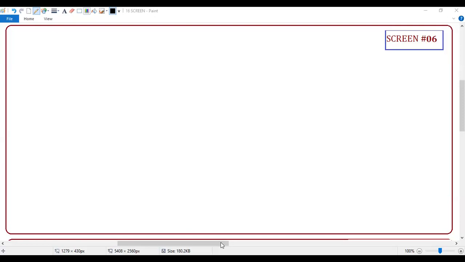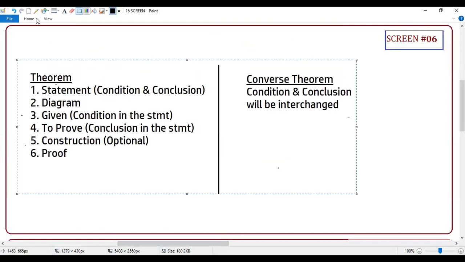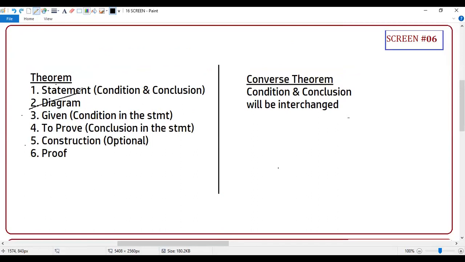Now we are going to prove 2 important theorems. Everyone knows that for a theorem there are 6 important headings. Do you remember? What are the 6 important headings? Statement, diagram, given, to prove, construction, prove.